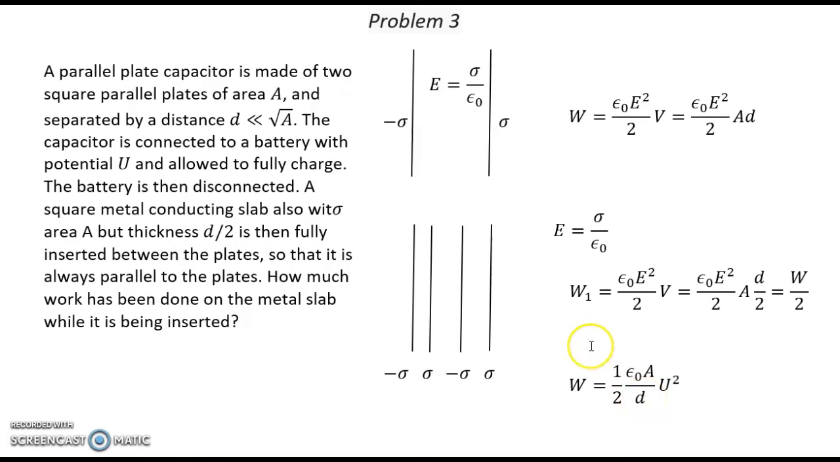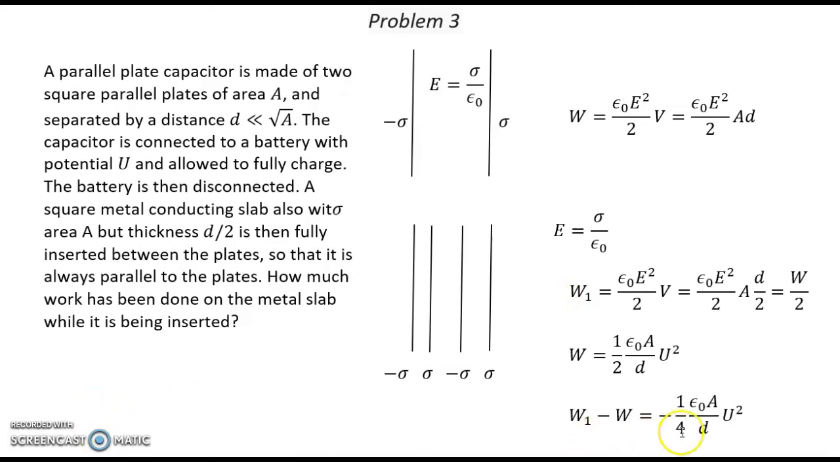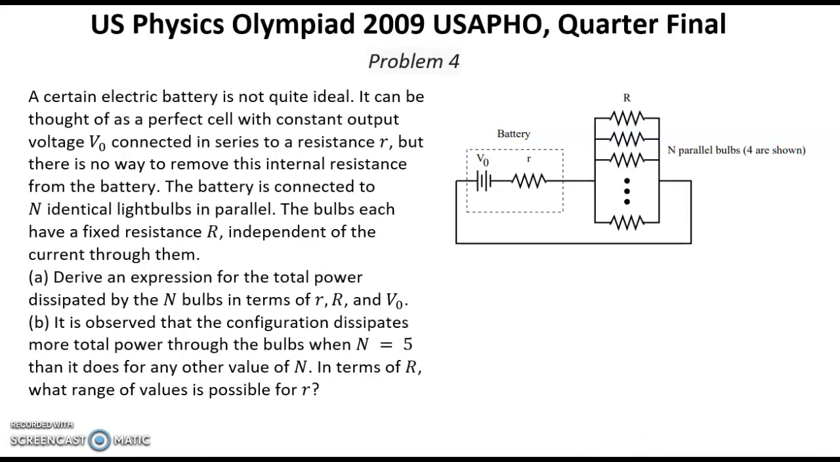And now we can count what is the total work done in this process. That will be this negative expression. Negative means that the work done is negative. It means that the capacitor pulled this slab inside and we work against this motion. So that's the solution.